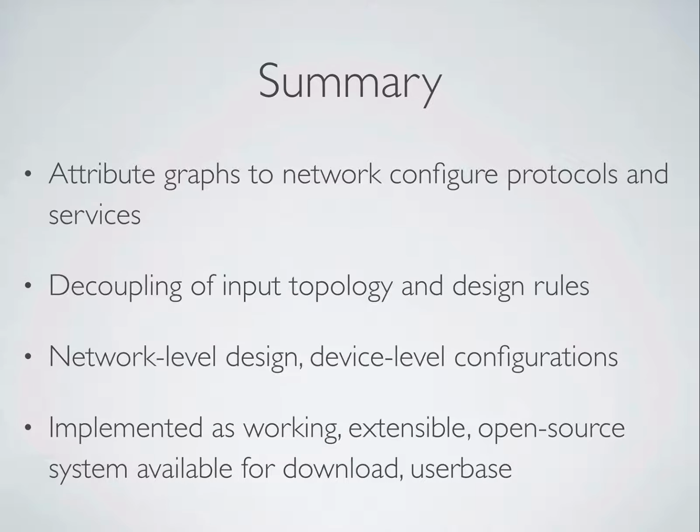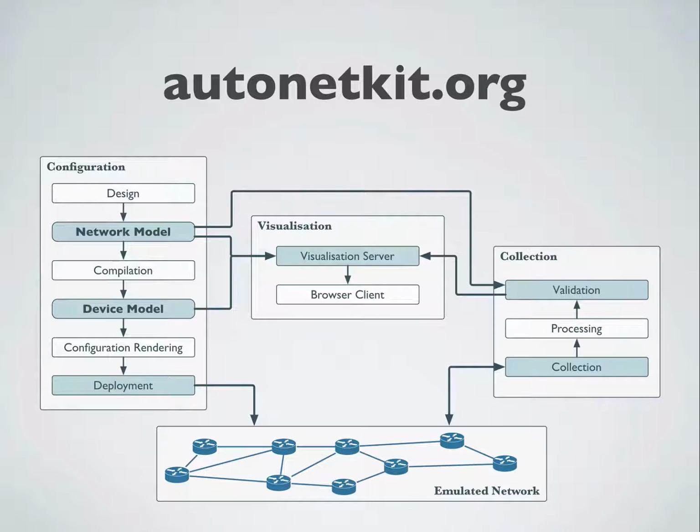We have shown our paper of AutoNetKit. We have used attribute graphs to configure network protocols and their services. We have shown a decoupling of the input topology and design rules and the power this affords. We have shown network-level design, but generating device-level configurations. We have implemented this as a working, extensible, open-source system that is available for download. This is a high-level overview of how the system works.